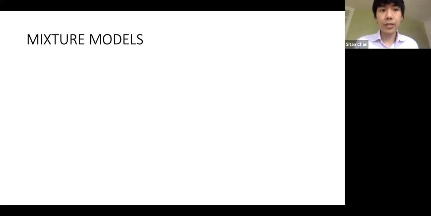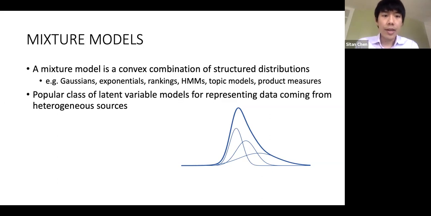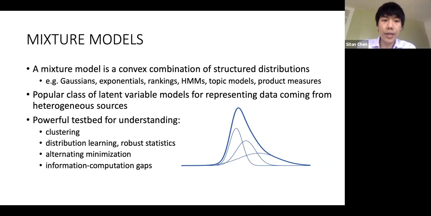Okay, from a theoretical standpoint, another reason why one might care is that mixtures of linear regressions are a pretty nice example of a mixture model, and mixture models in general have received a lot of attention in the theoretical community in recent years. So to recall, a mixture model is just a convex combination of structured distributions. This could be Gaussians, rankings, product measures, etc. And they've been popular because they're a very compact way of representing heterogeneity in your data. And on the technique side, it's a very elegant testbed for understanding basic learning primitives like clustering, distribution learning, and its robust variants, alternating minimization, information computation gaps, etc.